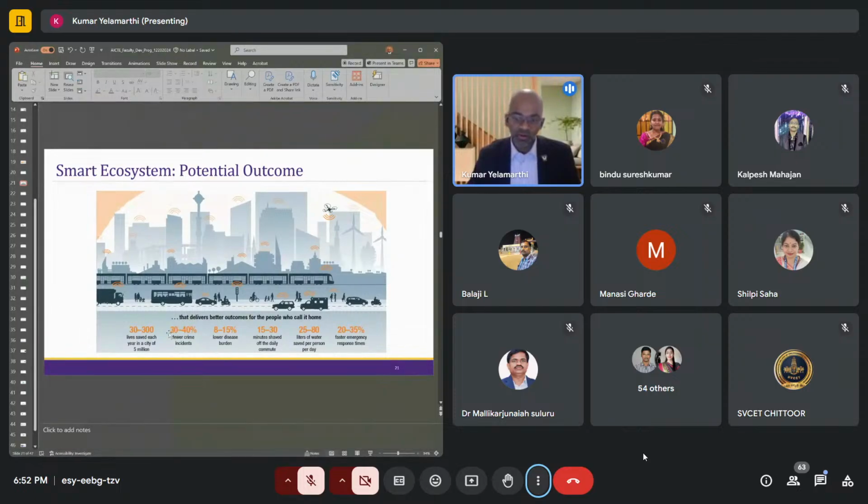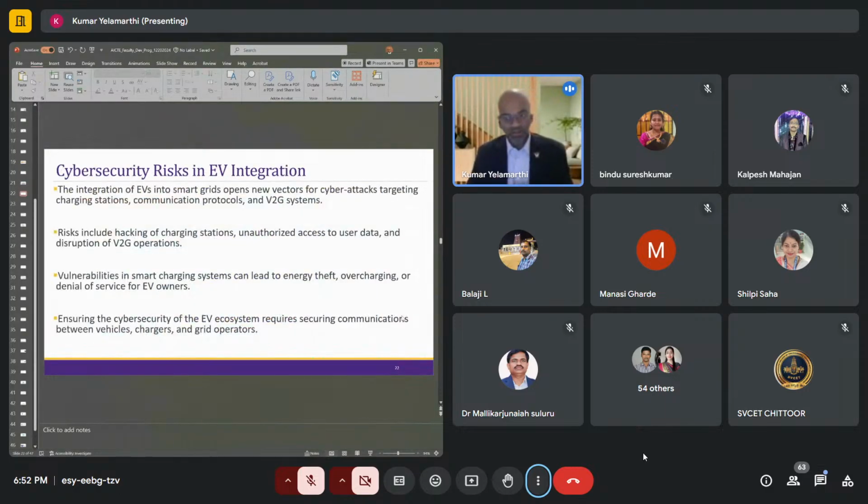Now, you're decreasing the crime rate by 40%, right? Crime rate going down by 40%, increasing the living style, the livability of humans. So like that, there are many, many advantages when you do the smart ecosystem.